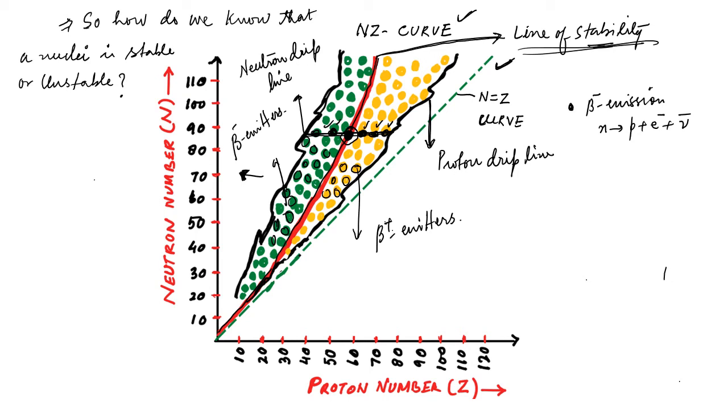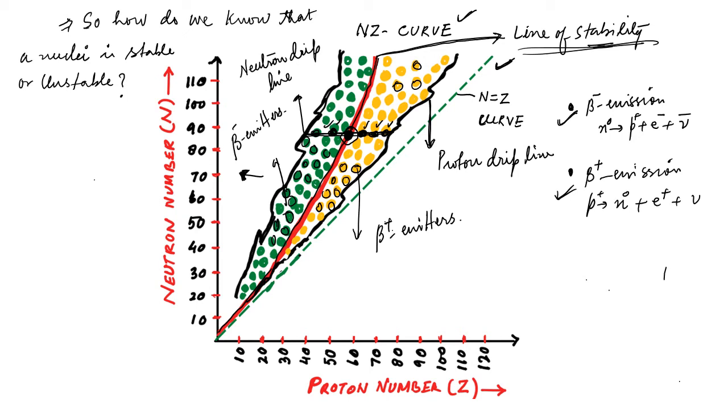Similarly, all those systems which are lying on the right side of the line of stability, like these yellow ones, are rich in protons, so they are going to do a beta plus emission, in which a proton becomes a neutron. The proton has plus charge, the neutron has zero charge, and a positron and a neutrino come out. I'll discuss beta minus and beta plus emission in detail on the next slide.